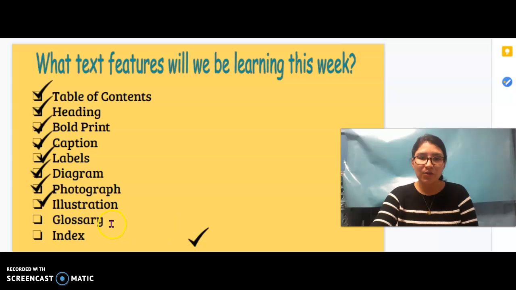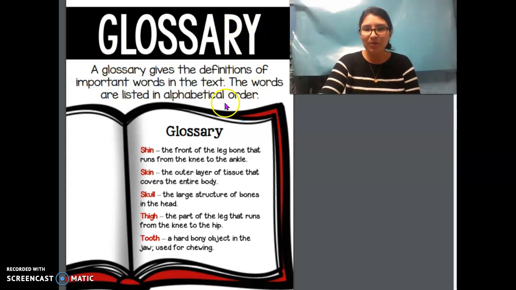And the next two we're going to go over today are glossary and index. Let's go ahead and look at those. All right, glossary. Here's the word, the definition, and the example. Remember, the definition explains what the word means. So glossary. Go ahead and say that. Glossary. A glossary gives the definitions of important words in the text. The words are listed in alphabetical order.